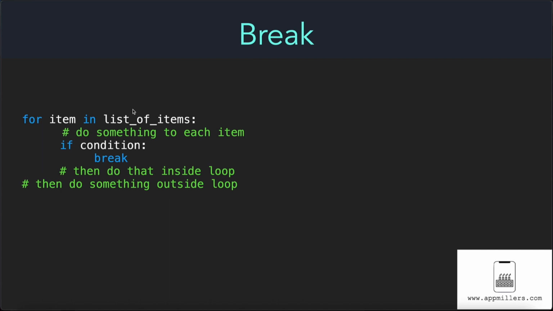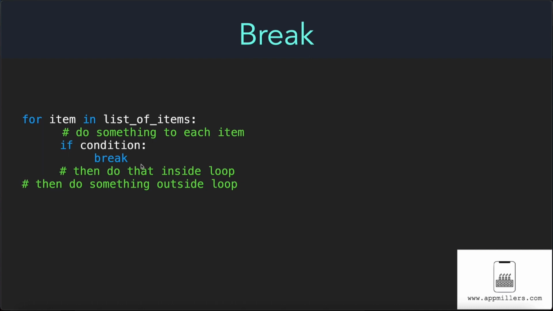So here you see that one more time we are looping through the list of items and we are doing something with each item over here. So we have a condition inside this loop like this. If this condition is met, we are going to put break over here. Now the question is, after the break statement, which part of code will be executed?